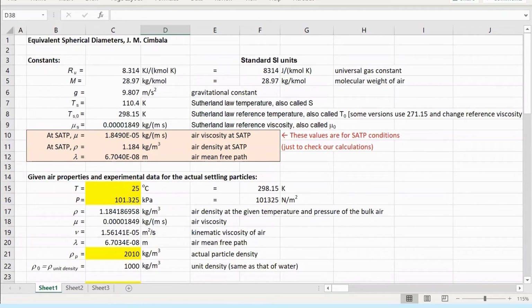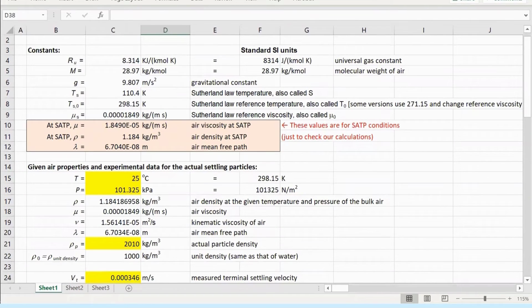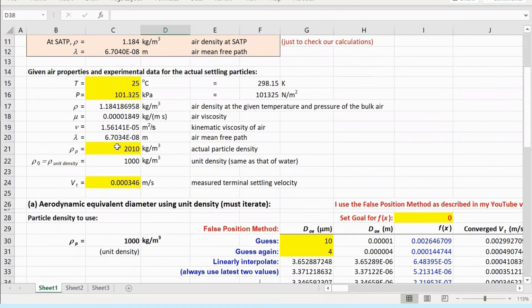So this is very similar to what I had in the previous lesson. I kind of copied and pasted all these constants in, and then I enter my temperature, pressure, density, particle density, VT, when we're doing the measured terminal settling velocity. So that's the value that I had given. You'll recognize the 2010 from the problem that I just solved. And this is at SATP.